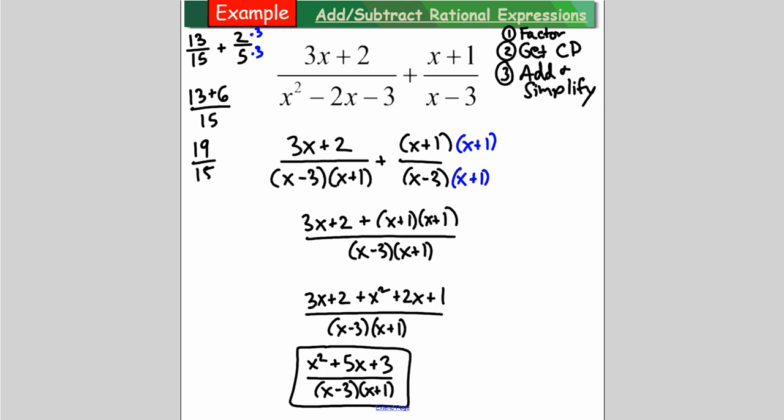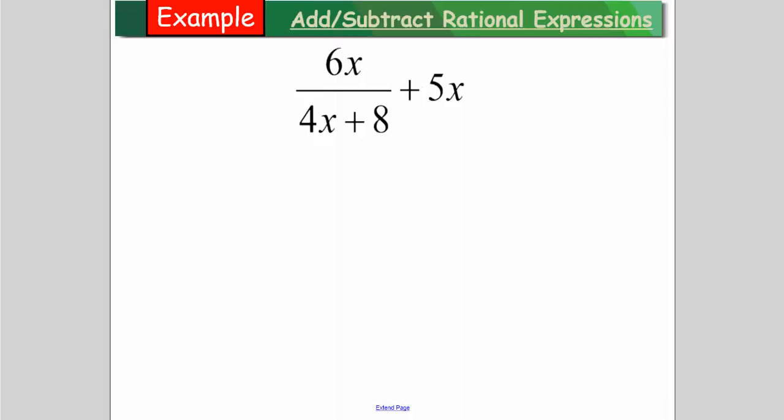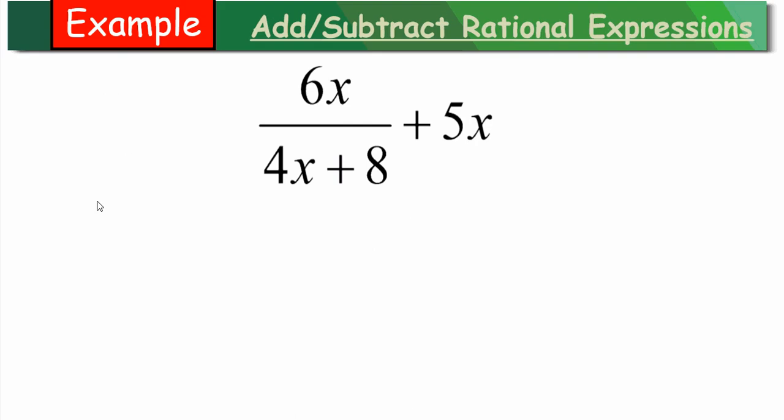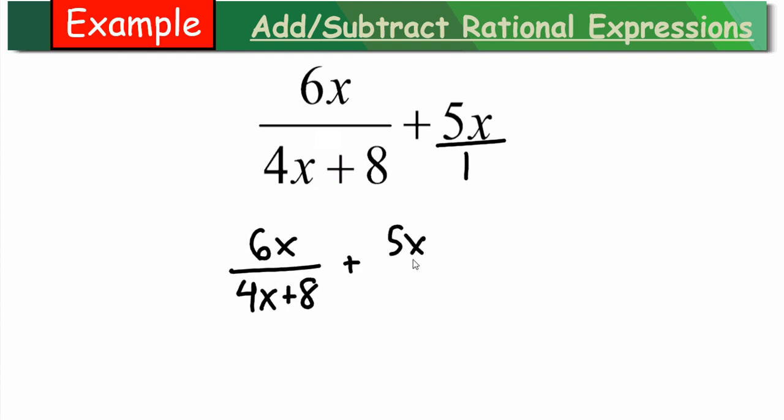I'm going to try one more before I have you try one. So 6x over 4x plus 8 plus 5x. This is really 5x over 1. 6x over 4x plus 8 plus 5x over 1.